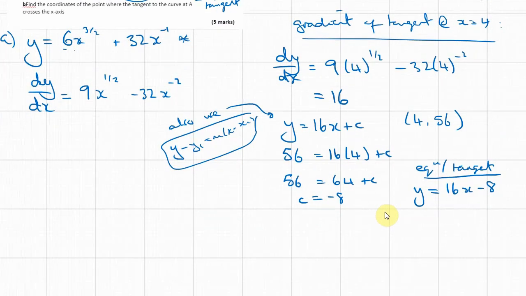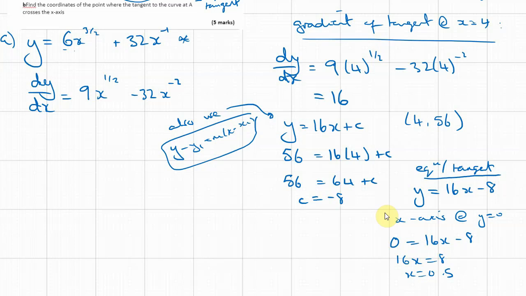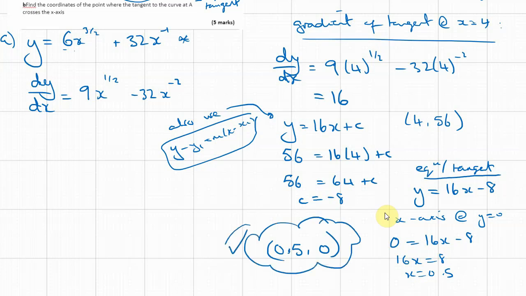So, final bit, we want to find the coordinate where it touches the x-axis. The x-axis is at y equals 0. So 0 equals 16x minus 8. 16x equals 8. x equals 0.5. So it touches the x-axis at (0.5, 0). That is the final answer. That is your coordinate. Bit of a long question there.